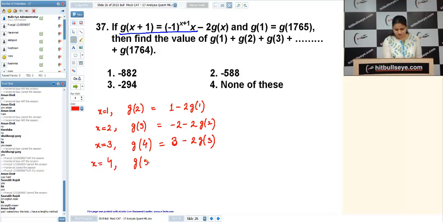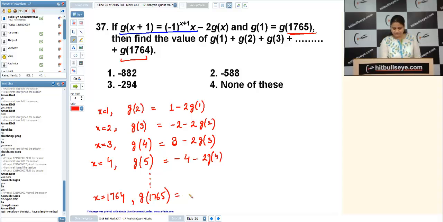We will get G of 5. It will be minus 4 minus twice of G4. So on, we are going up to this G1764, to make G1764 and 1765, that is also mentioned. So I'm putting 1764 here. So I'm getting G1765. This is equal to, now you can see before every even number we are getting a negation sign. So it will be 1764 minus twice of G1760.